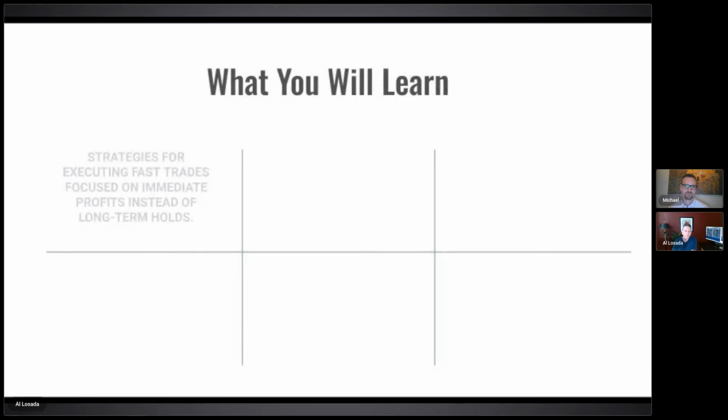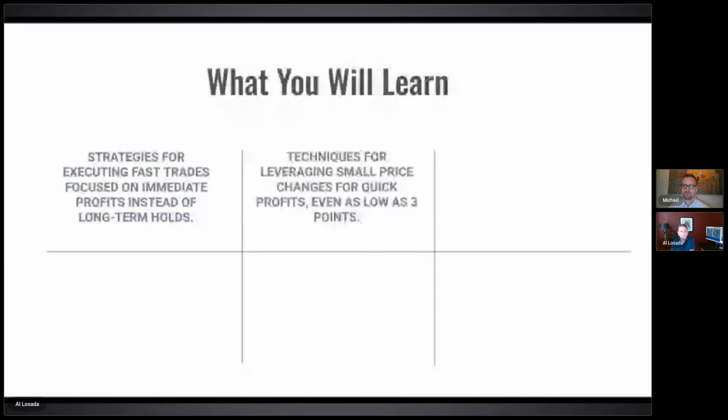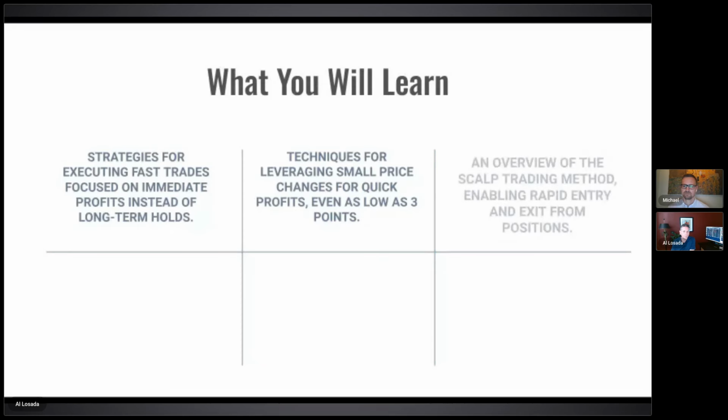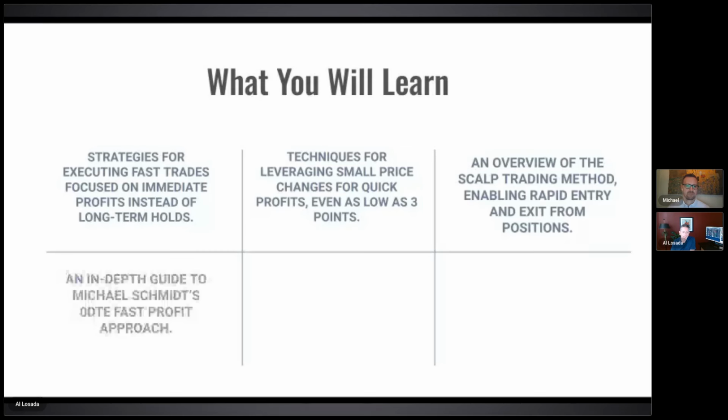Number one, strategies for executing fast trades focused on immediate profits instead of long-term holds. Number two, techniques for leveraging small price changes for quick profits, even as low as 3 points. Number three, an overview of the scalp trading method that Michael has employed here, enabling rapid entry and exit from positions. Number four, an in-depth guide to Michael Schmidt's 0 DTE fast profit approach.